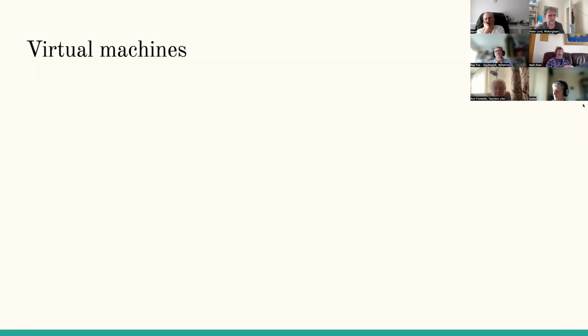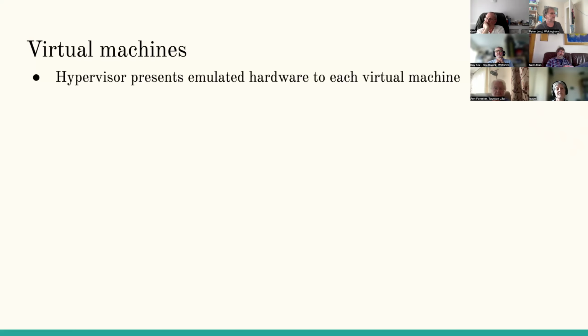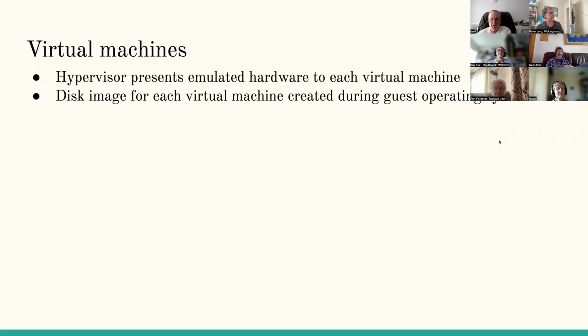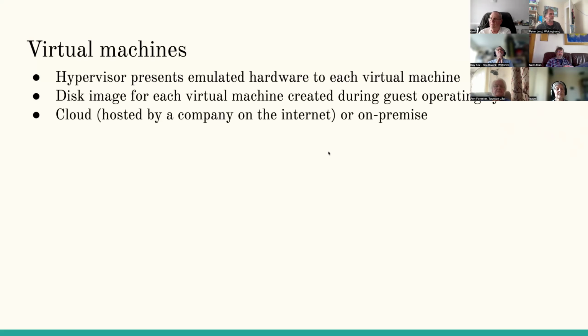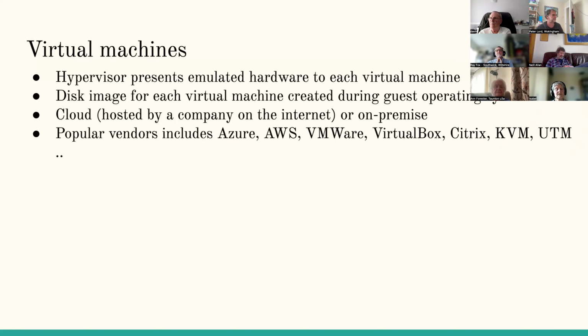Right, I'll sum up and then I'll open to see if there are any discussion points on virtual machines. So just to summarize, the hypervisor presents emulated hardware to each virtual machine. The disk image for each virtual machine is created when you install the operating system. You have this big file on the file system, which represents the hard disk. It can be cloud hosted, a server on the internet somewhere, or on your local premises. And popular vendors, you've got Azure, AWS, and so on and so forth.